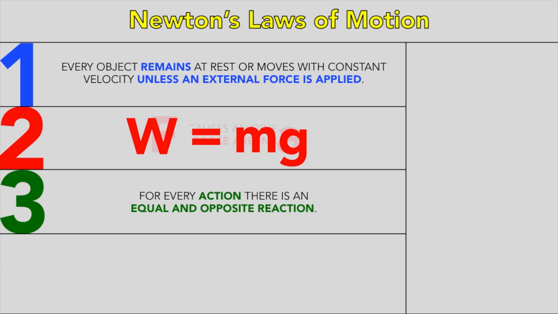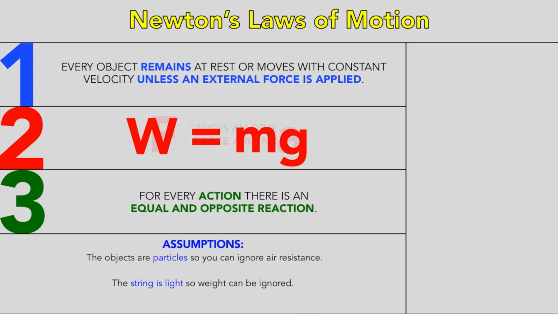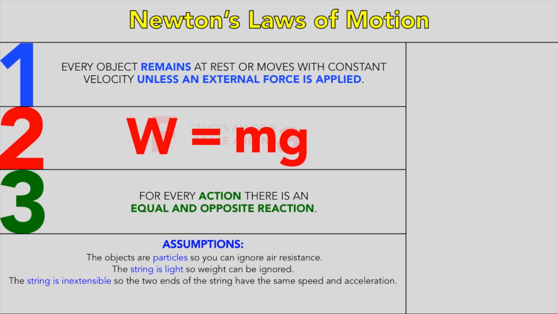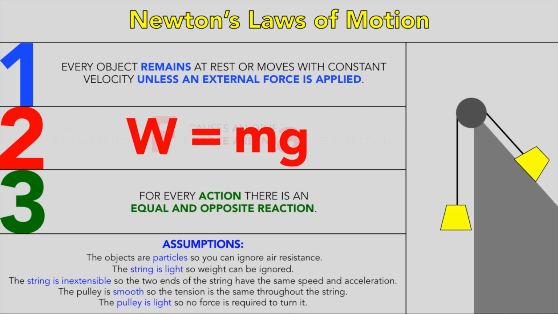That gives rise to the hardest questions, where you have two connected particles, usually by strings over a support or a pulley. So here are some things to assume. The objects are particles, so you can ignore air resistance. The string is light, so the weight of it can be ignored. The string is inextensible, so the two ends of the string have the same speed and acceleration. The pulley is smooth, so the tension is the same throughout the string. And the pulley is light, so no force is required to turn it. Personally, I think the best way to deal with these questions is to treat them as two separate questions, but linking the two with the tension of the string, which will be the same.